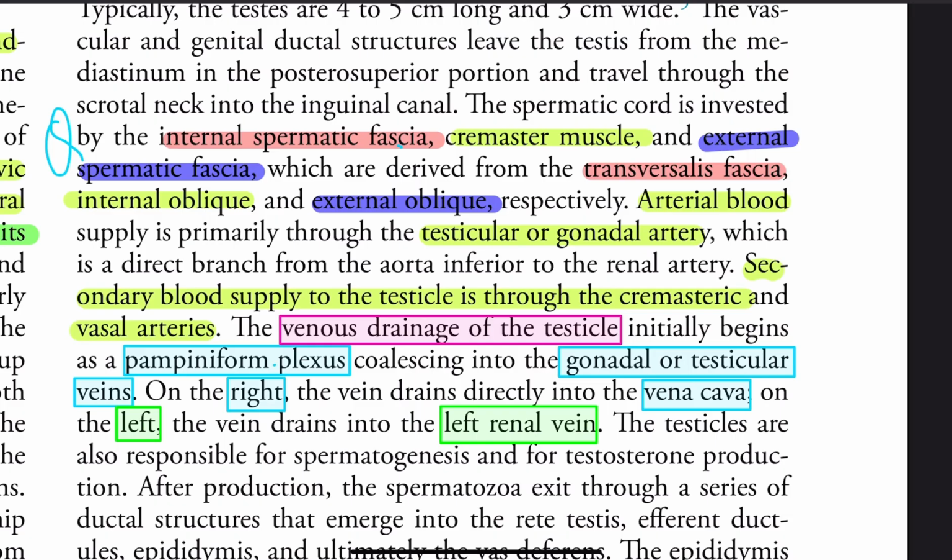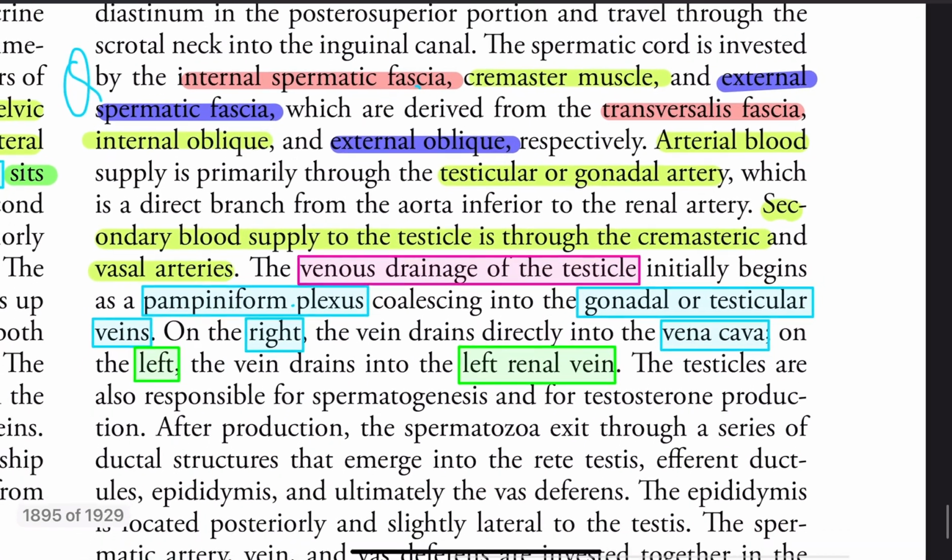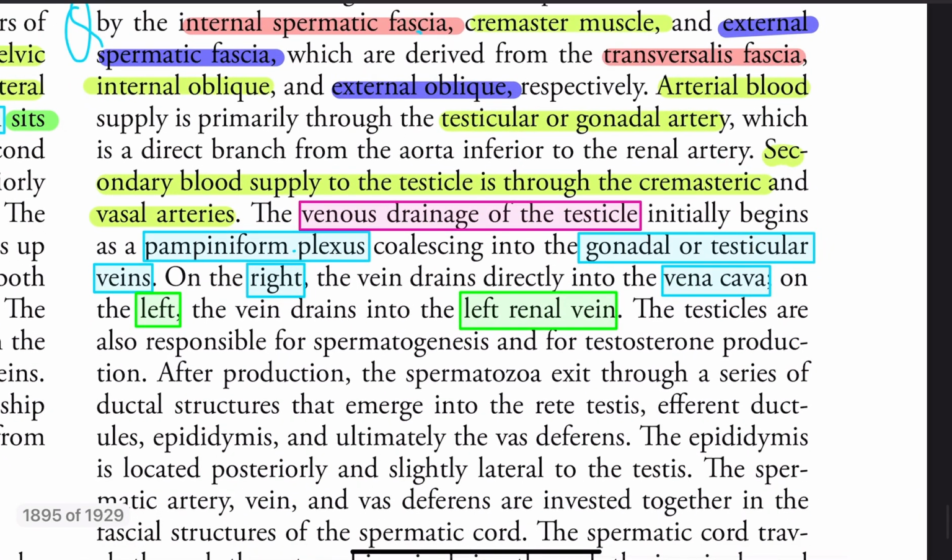Then arterial supply is through the testicular or gonadal artery. The secondary blood supply of the testicle is through the cremasteric artery. Venous drainage of the testis initially begins as the pampiniform plexus. This coalesces and forms the gonadal or testicular vein. On the right side it drains into the vena cava. On the left side it drains into the left renal vein. So this is important, an MCQ favourite.